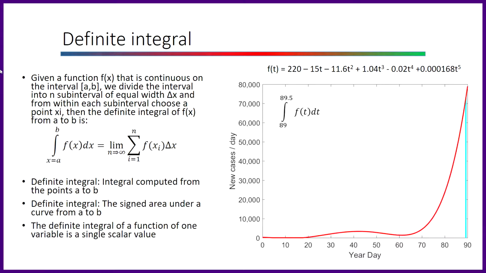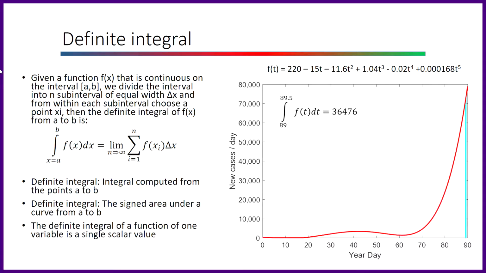If we compute the definite integral of f of t dt from 89 to 89.5, we are asking how many positive tests there were between midnight and noon on the last day of March. This definite integral tells us that 36,476 people were infected in just half a day. That is almost as many as were infected in the first 2 weeks of the month combined, and shows you how rapidly this pandemic is progressing.